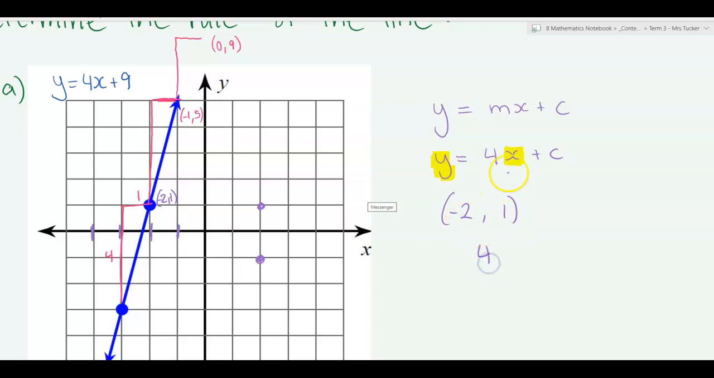-2. So we replace the x with -2. What should I replace y with? 1. And then I do plus c, because I don't know what c is yet. I'm trying to solve for c. 1 equals -8 plus c. Therefore, c equals?